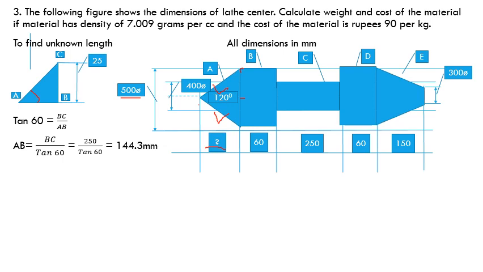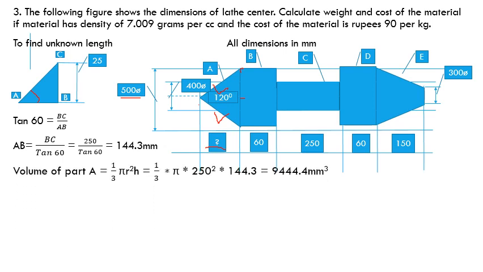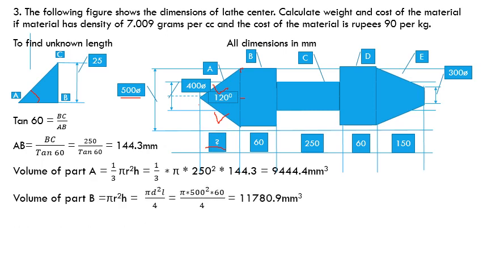Again, I will divide this into part A, B, C, D and E. 5 parts are there, and there is no hollow part here because this is a lathe center. That's a solid component. So let me start with the volume of part A. From the figure we can clearly make it out as the cone. So volume of the cone is given by 1/3 pi r squared h. Substitute the values. Radius is 250 and h we just calculated as 144.3. Substitute the values, we get 9444.4 millimeter cube.